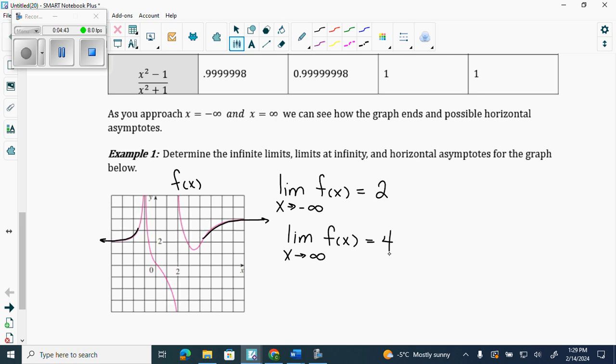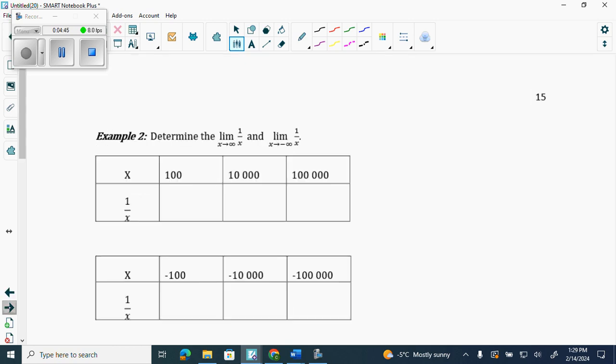Okay, we're going to flip over. So, we need to look at the limit of 1 over x. Okay, can everyone type 1 over x into their calculator? Just 1 over x, that's it. All right.